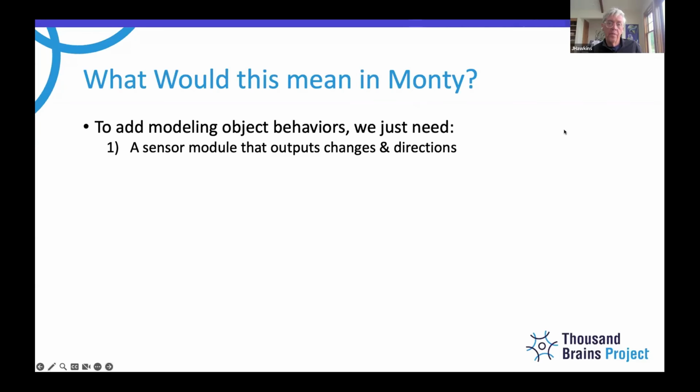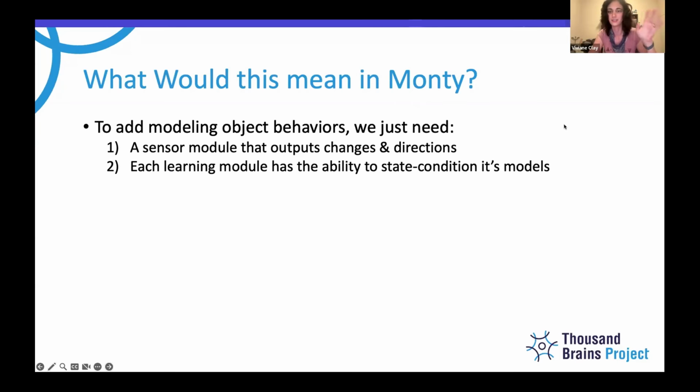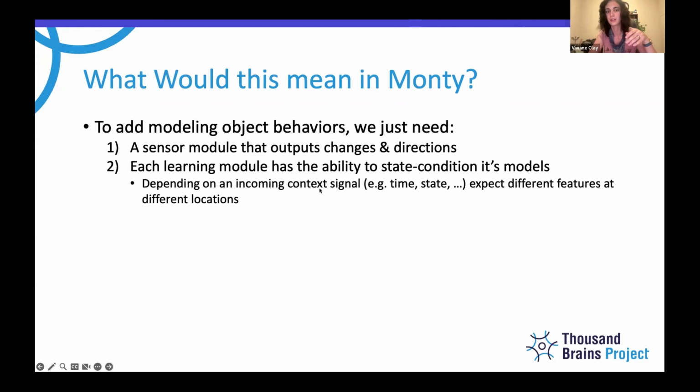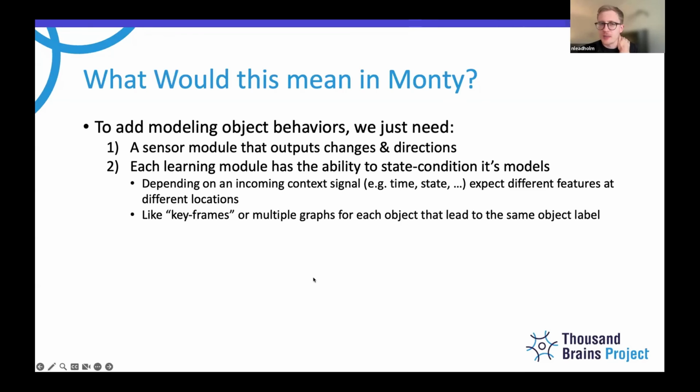And then, so anyway, just to highlight that it's not the only thing that would be needed, but the biggest change that's necessary in either solution is to give learning modules the ability to state condition its models. So depending on incoming context, like time or state, expect different features in different locations. And we would need that capability either way, but that's the biggest change. And it also feels like a nice feature to have for the morphology models. Like it feels like it gets towards, I don't know, some of this kind of deformation, keyframe kind of stuff.